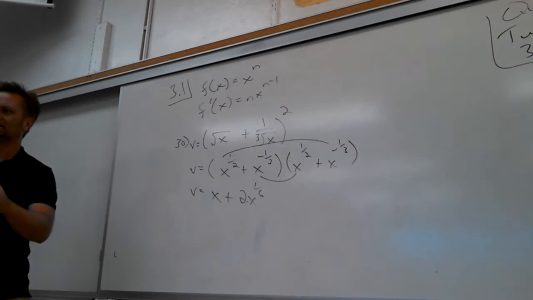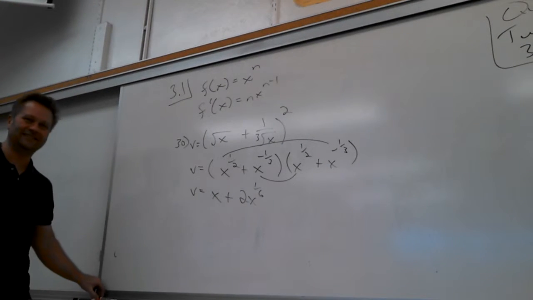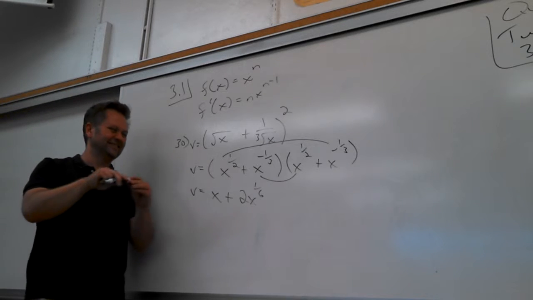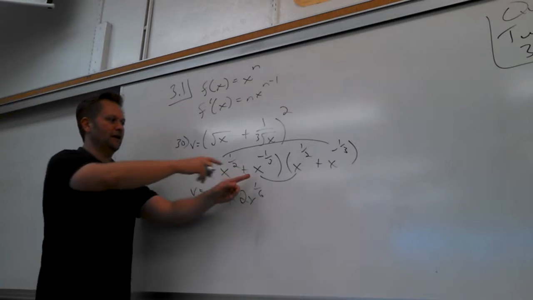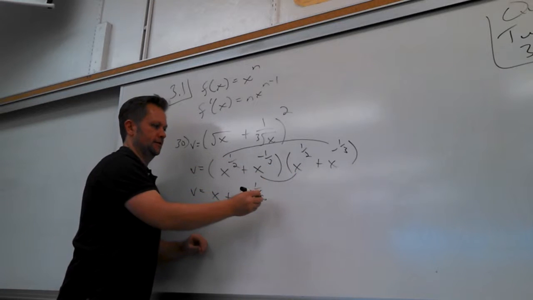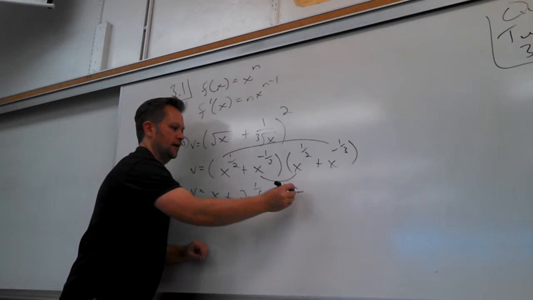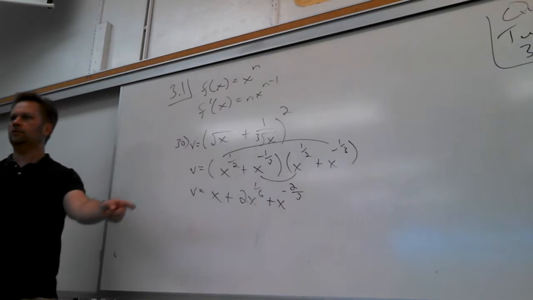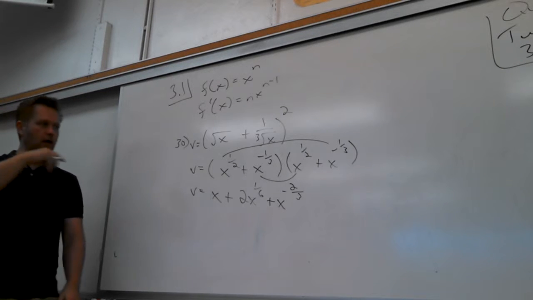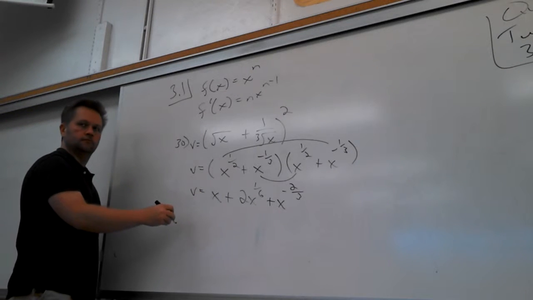Let's let it go. It's alright. And then what happens back here? x to the negative 2/3. Right. And now that should be relatively easy. That wasn't all that bad, was it? I just changed it.